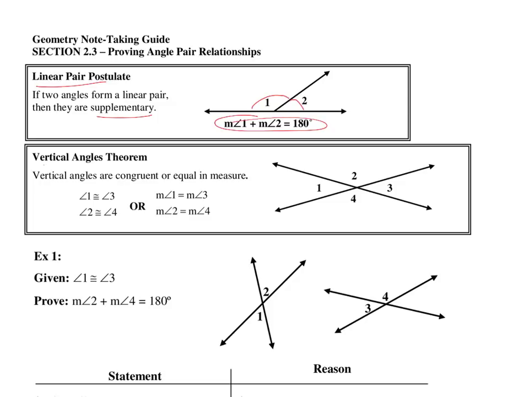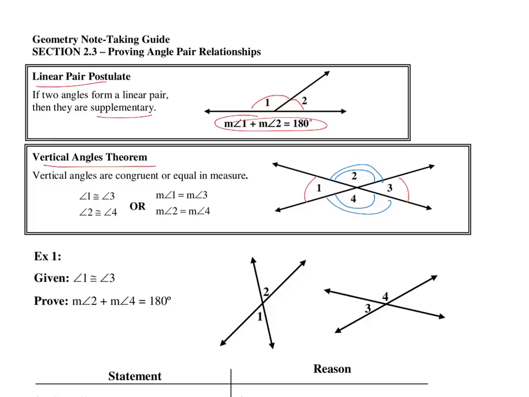And we have the vertical angles theorem. So vertical angles are congruent or equal in measure. So here we have vertical angles. And here we have some as well. Okay, and they're equal in measure or they're congruent. Congruent means they have the same shape, and then equals refers to a numerical value. They're equal to the same numerical value. Okay.